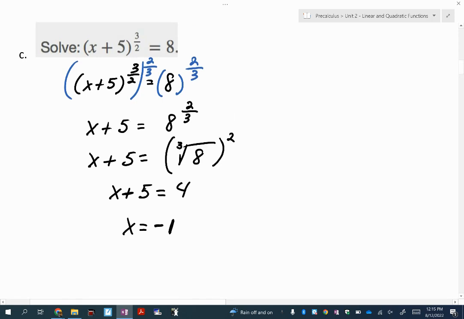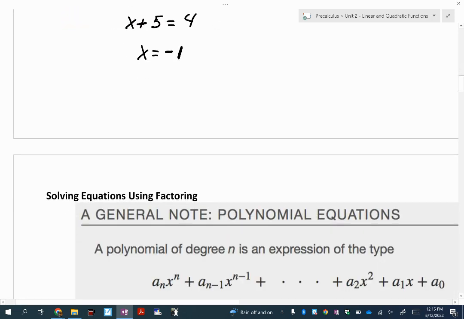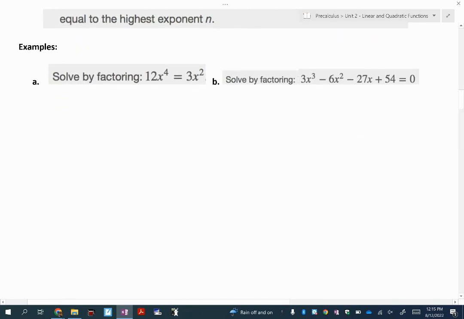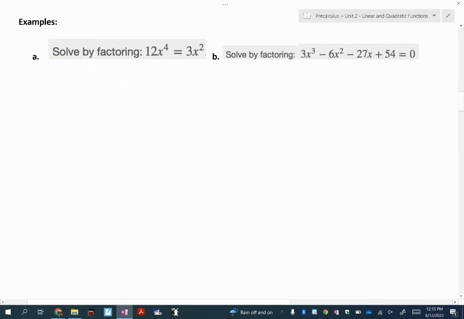Okay, now let's talk about some polynomials. We're going to use our experience with polynomials from previous classes to help us solve with factoring. In part A, it's going to be pretty straightforward, factoring out a greatest common factor and going from there. And then in part B, we're going to do some greatest common factor to start, but then move into what you've done in the past called factor by grouping. So let's do A first.